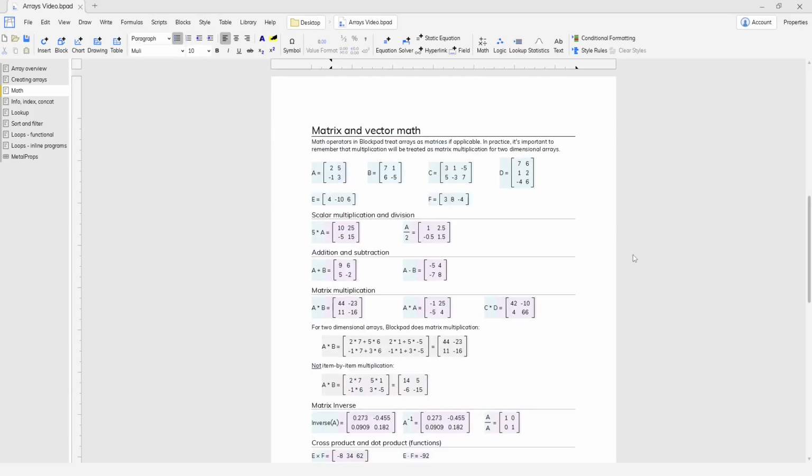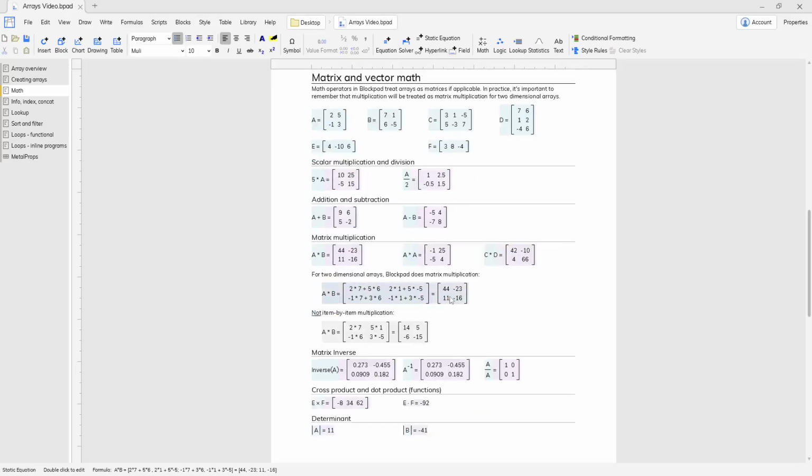So moving on, when you use operators like multiplication, addition, subtraction with arrays in Blockpad, the first thing it's going to look to do is matrix math. In practice, the point where you really need to look out for this is with multiplication. And the thing you really just need to know is that if you're using two-dimensional arrays in Blockpad, then it's going to use matrix multiplication and not item by item multiplication.